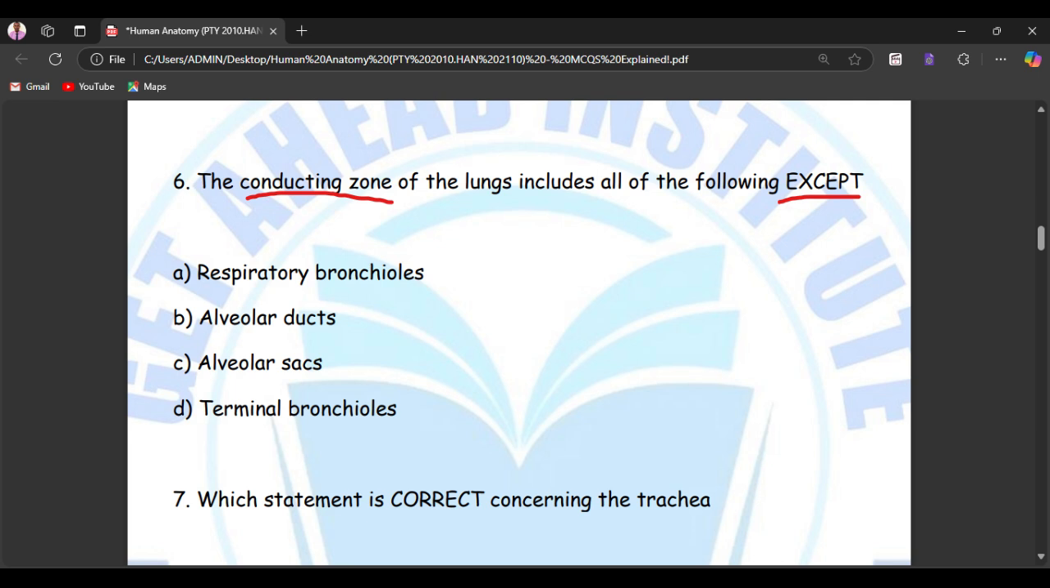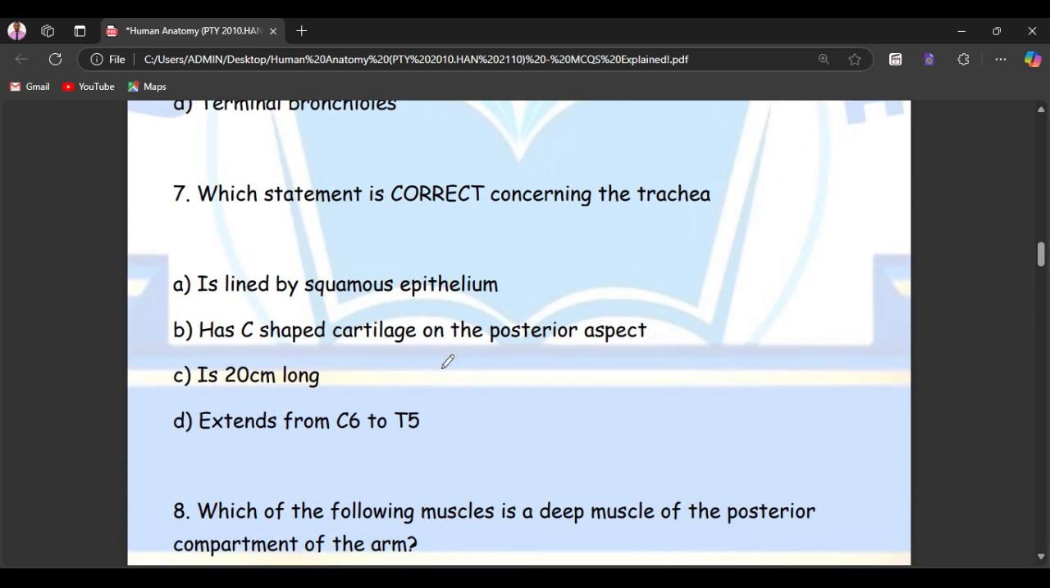So we have respiratory bronchioles, alveolar ducts, alveolar sacs, terminal bronchioles. Our answer to this question is C, alveolar sacs. You need to understand that the alveolar sacs are part of the respiratory zone, not the conducting zone, because the conducting zone includes the respiratory bronchioles, the alveolar ducts, and the terminal bronchioles. We go to question number 7.